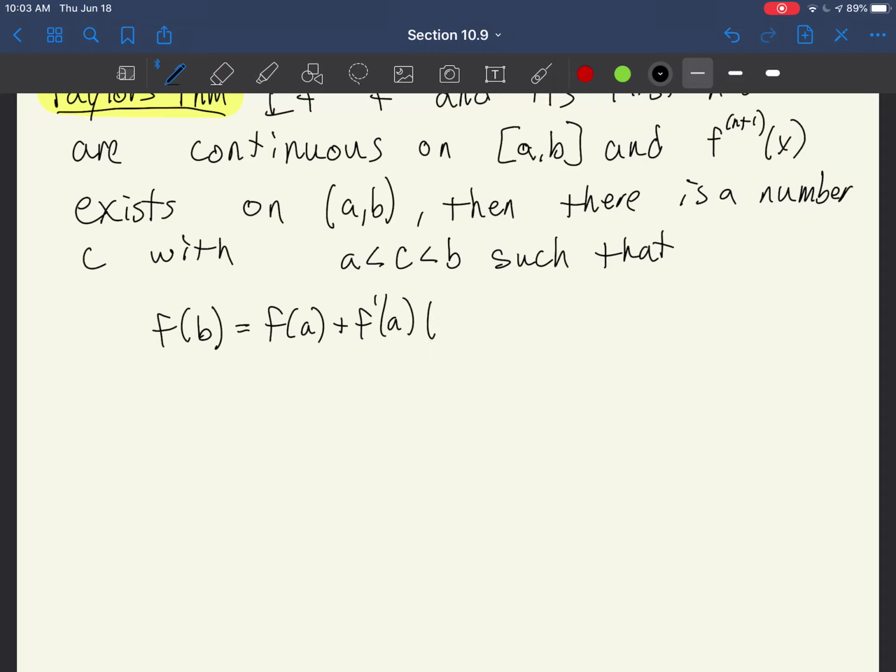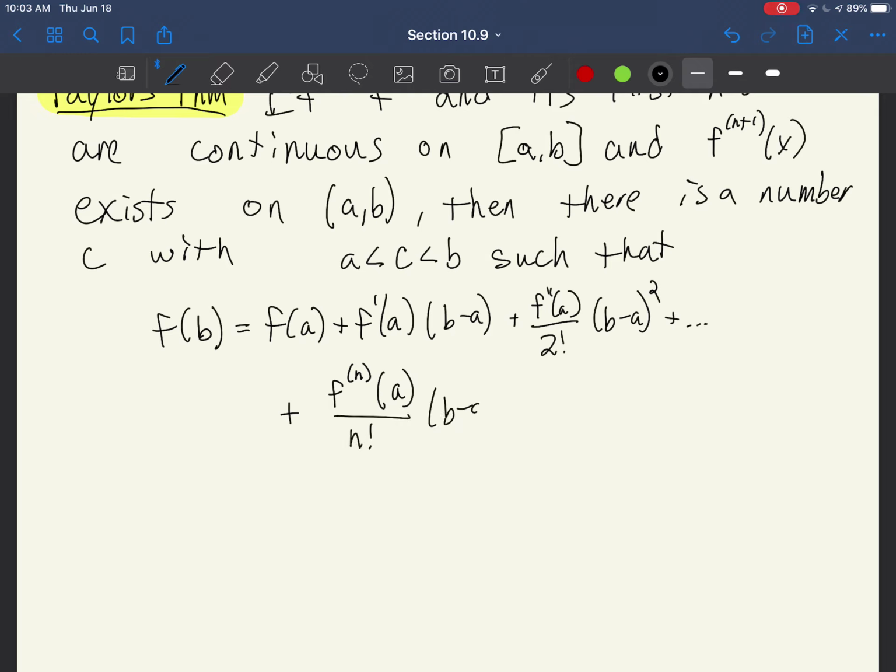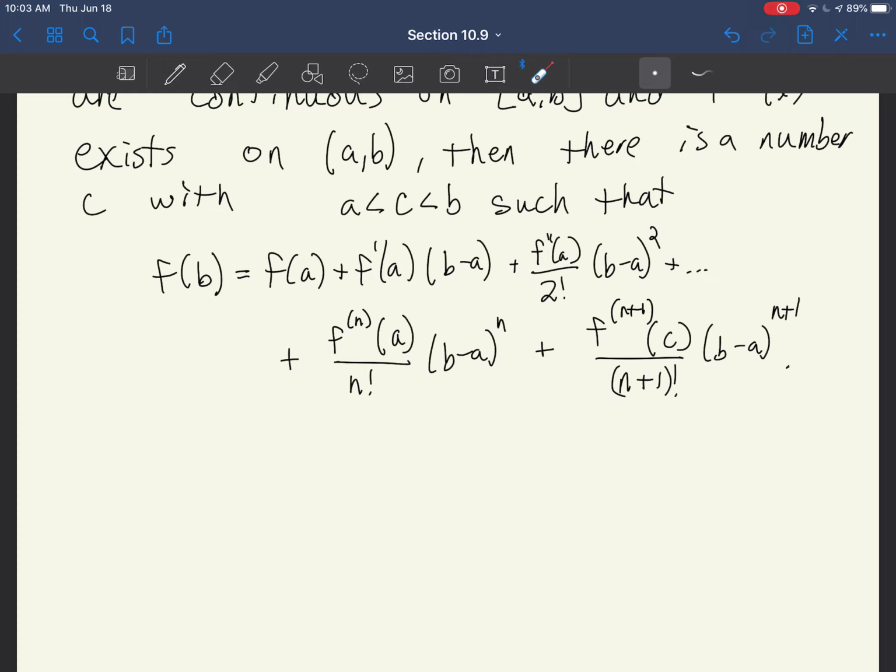the function evaluated at b is equal to f of a plus the first derivative of f evaluated at a times b minus a plus the second derivative divided by 2 factorial times b minus a squared plus ... plus the nth derivative of f evaluated at a divided by n factorial times b minus a to the n plus the n plus first derivative evaluated at c divided by n plus 1 factorial times b minus a to the n plus 1, period.